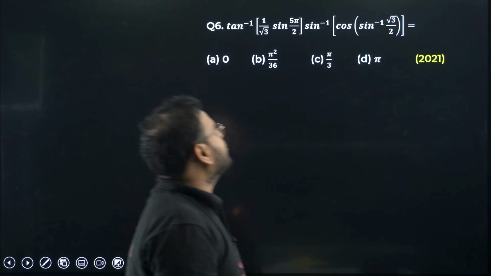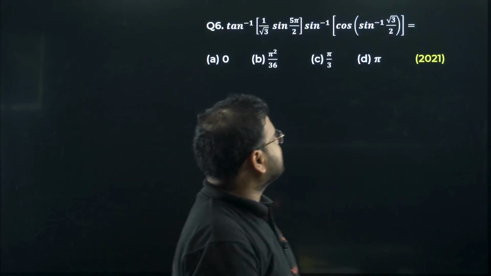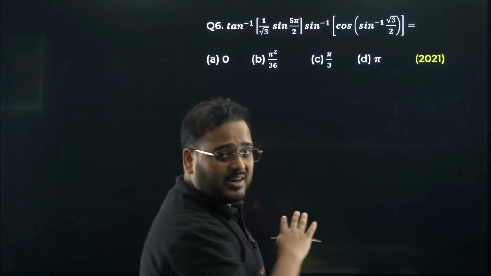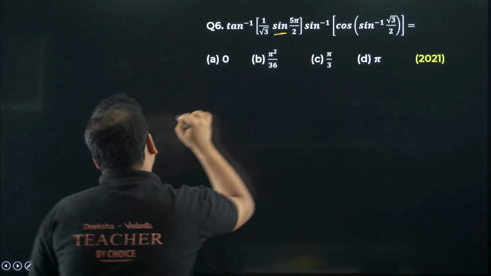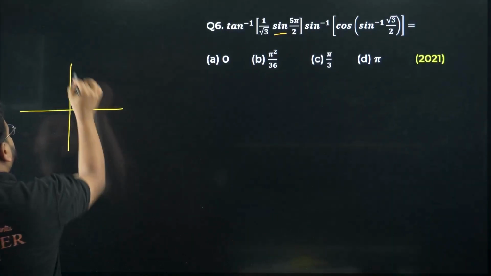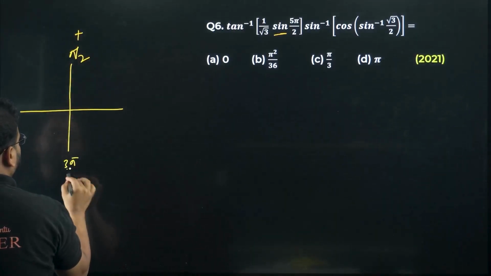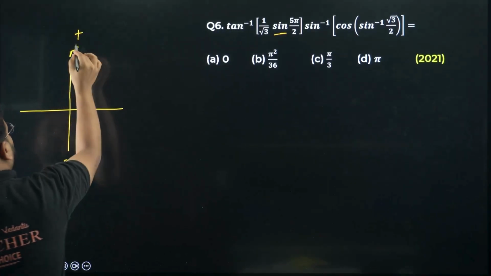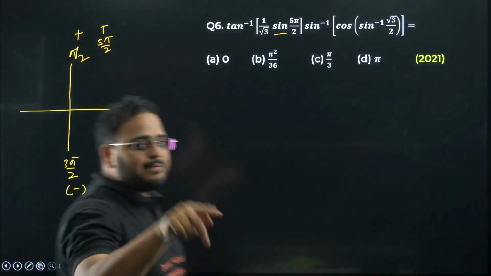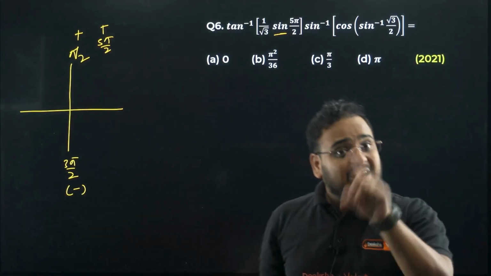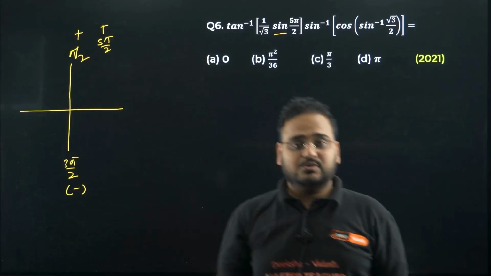Tan inverse of 1 by root 3 sine 5 pi by 2, and then we have another sine inverse, cos, sine inverse again. Looks difficult? It's very simple. Look here, the first problem is this part, right? Sine 5 pi by 2. Check the quadrant. This is pi by 2, sine is positive. This is 3 pi by 2, sine is negative. Again, comes here, 5 pi by 2, sine is positive. Sine pi by 2 is 1, sine 3 pi by 2 is minus 1, and sine 5 pi by 2 is again going to be plus 1.